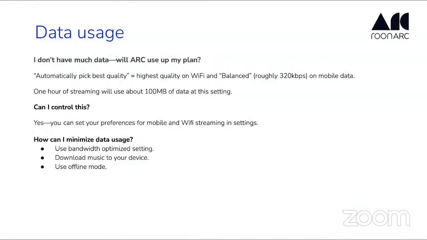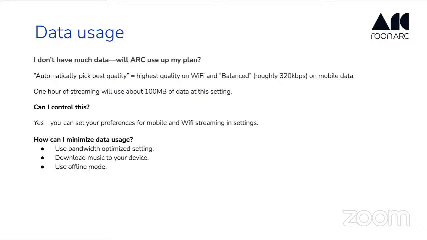Okay, second question, data usage. I don't have much data. Will ARC use up my data plan? By default, if you leave ARC on automatically pick best quality, this takes that consideration into account. So what this does is if you're on a Wi-Fi network, ARC will automatically pick the highest quality possible. And if you're on a mobile network, it will automatically pick balanced.